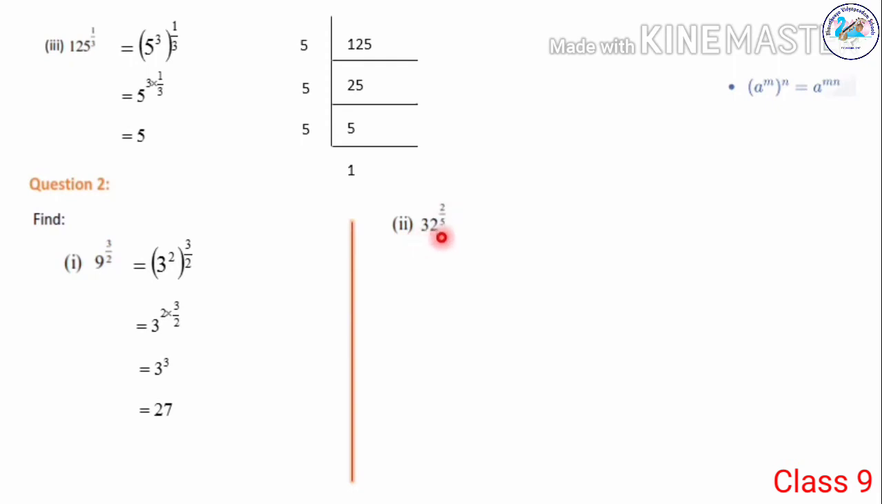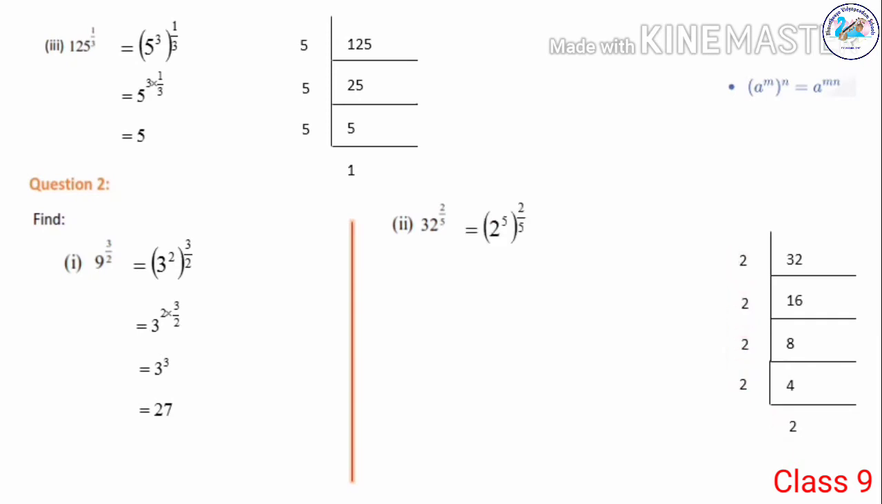Next question number 2, that is 32 power 2 by 5. Here we have to factorize 32. We have already done this in the previous question. 32 when we divide with 2 we will get 16. 16 we can divide with 2, we will get 8. And 8 we can divide with 2, we will get 4. 4 when we divide with 2 we will get 2. So 32 we can write as 1, 2, 3, 4, 5, 2 power 5. The whole power 2 by 5.